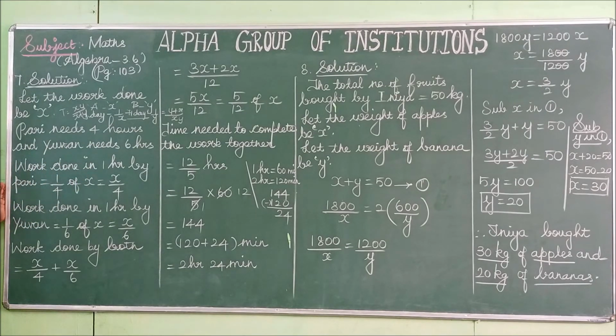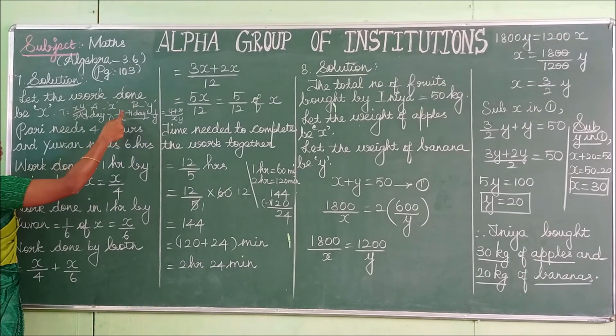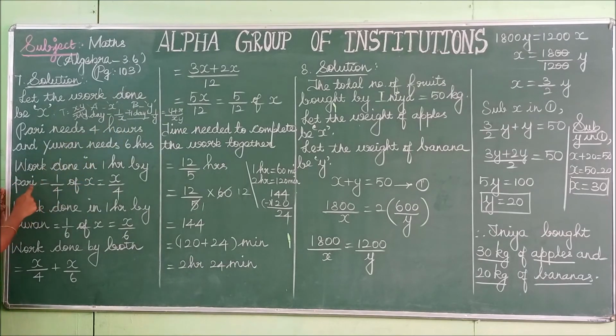But the same work. Same work means you can write for first Pari: work done in 1 hour by Pari. So the work will be same, x. If we take 4 hours, but how have you calculated 1 hour? Here you can take 1 by x. Similarly, 1 by 4 of that x will be rewritten as x by 4.